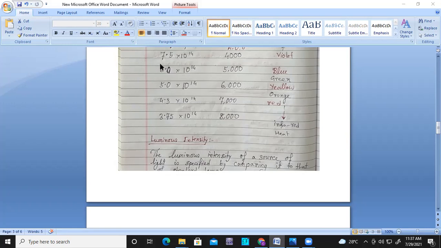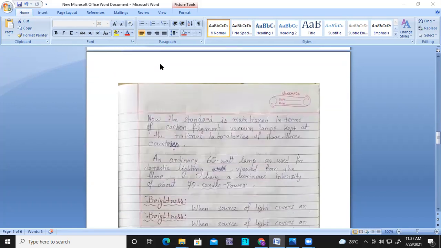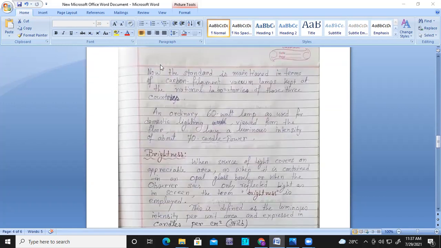Now the ordinary 60-watt lamp, which you can see is used in domestic lighting, viewed from the floor and underneath it, has an illumination intensity of about 70 candle power, meaning 70 times one candle, and this is the standard candle. Okay, 60 watt means it is 70 candle power. This is the luminous intensity. And now comes the brightness.